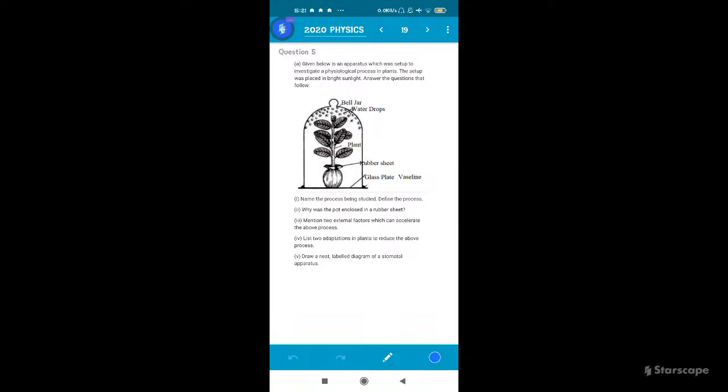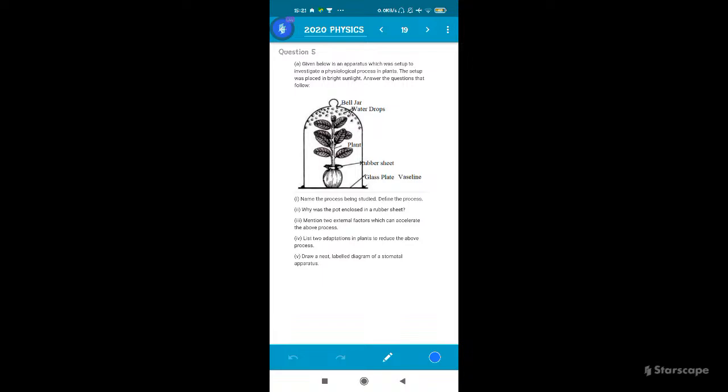Your question is, given below is an apparatus which was set up to investigate a physiological process in plants. The setup was placed in bright sunlight. Answer the questions that follow. Name the process being studied, define the process. As you can see, there are certain water droplets on the inner surface of the bell jar. So it is very clearly understandable that the process being studied is transpiration.